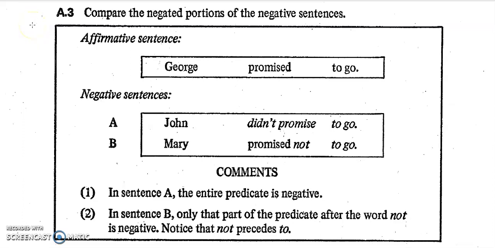Okay, so the next material that we're gonna learn in today's class is on A3. Compare the negated portions of the negative sentences. Previously, we have learned about affirmative sentence or positive sentence. For example, George promised to go. Okay, so this is a to infinitive.